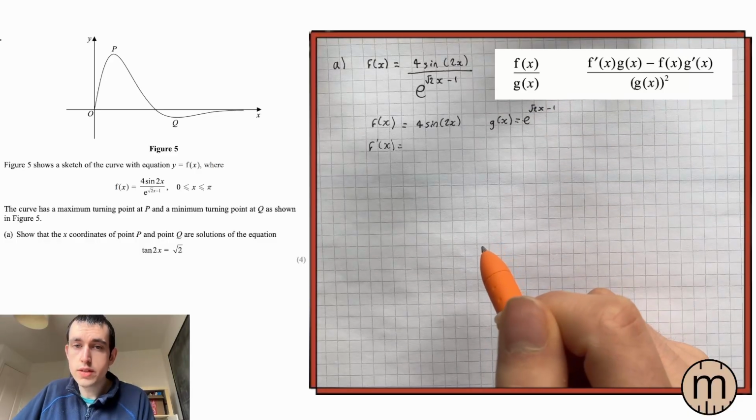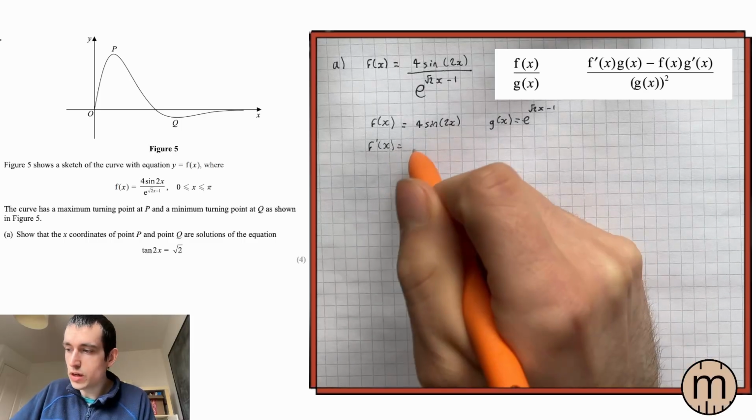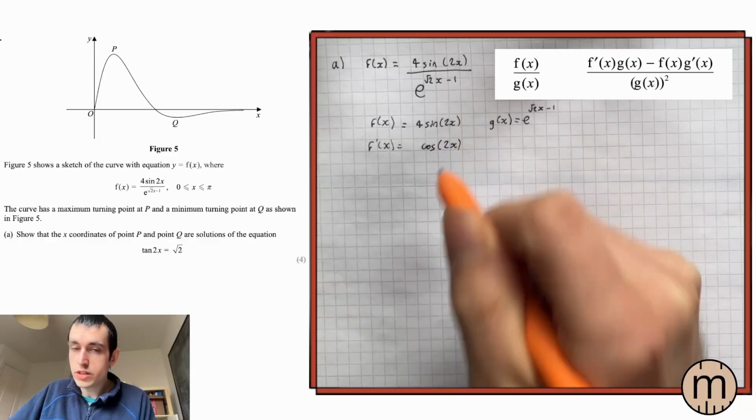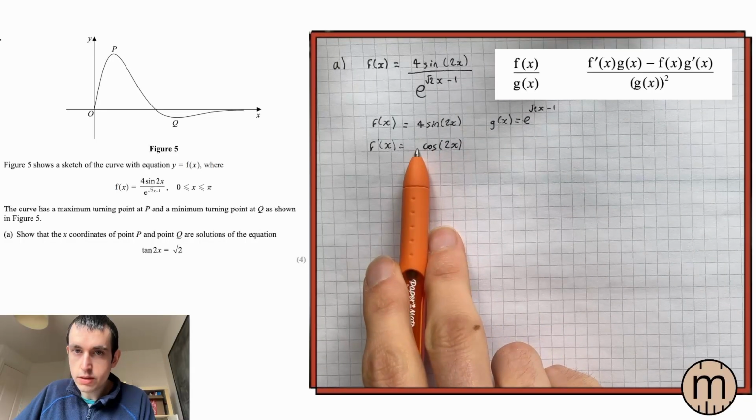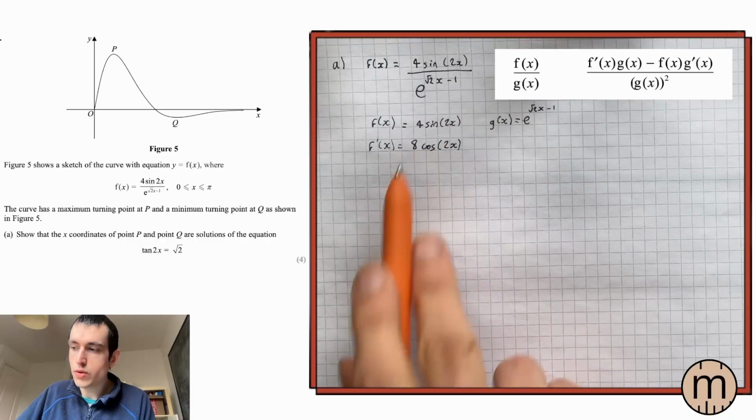Now the rule to differentiate sine is that sine differentiates to cos, what's inside doesn't change, but this sneaky 2 jumps out via the chain rule. Times it by the 4, 2 times 4 gives 8.